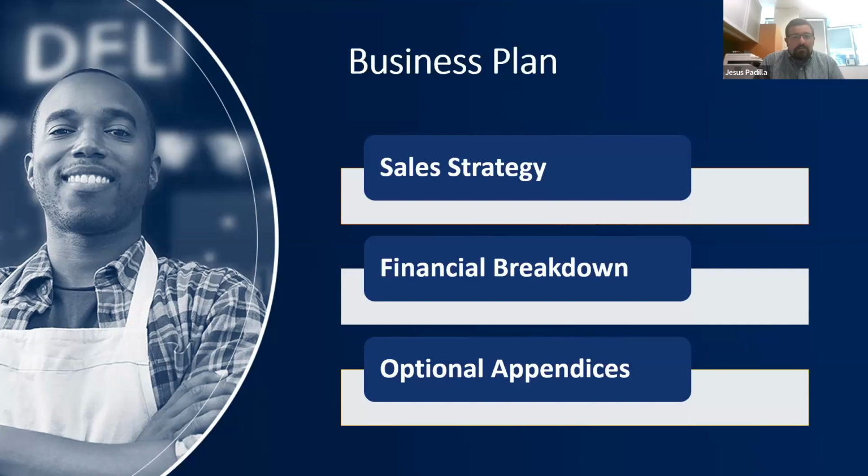The financial breakdown will go more in depth in the next few slides, and the optional appendices. It could be the respective contracts that you're getting, the capability statements, or any certifications of the business to showcase that you know your stuff, and at the same time you showcase to the lenders that you are serious and credible, so you're able to obtain the necessary funds that you need for the business.